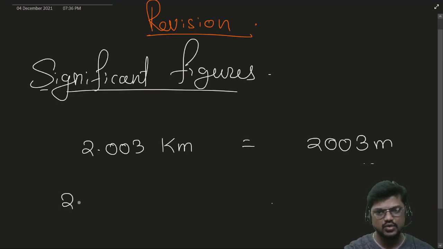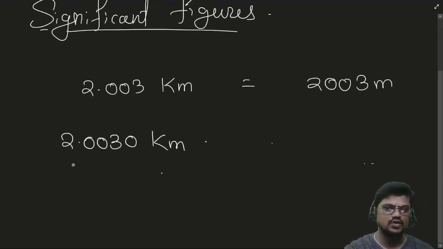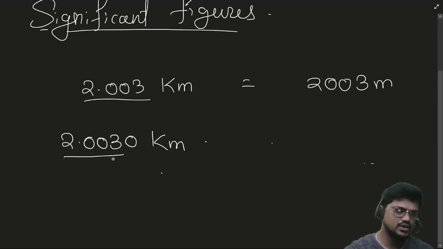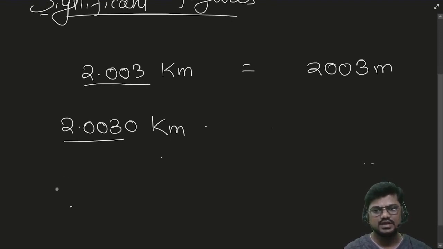But if I write 2.0030 kilometer, then it can be written as 2.003 kilometer also. So that zero can be removed, right? So that's why over here there will be four significant figures. Over here also four significant figures. Over here also it is four significant figures. Okay.